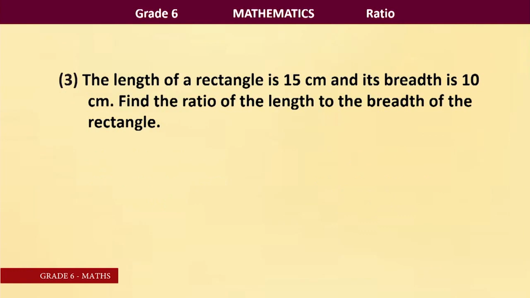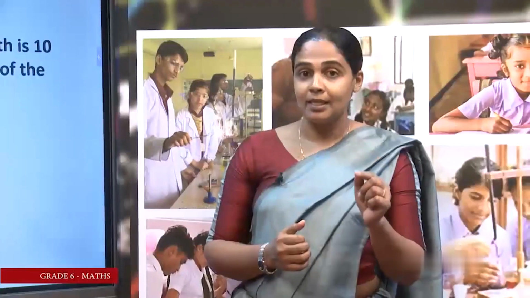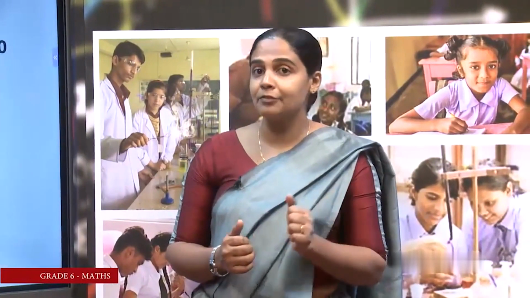Then, this is question number 3. You can read it. The length of a rectangle is 15 centimeters and its breadth is 10 centimeters. Find the ratio of the length to the breadth of the rectangle. What is it? Length to the breadth. You can't change the order. First write down length to breadth. Then you can get your answer. Both are in the same unit, 15 centimeters and 10 centimeters. Then I wrote the answer 15 to 10. But now you have learned to keep them in simplest form.